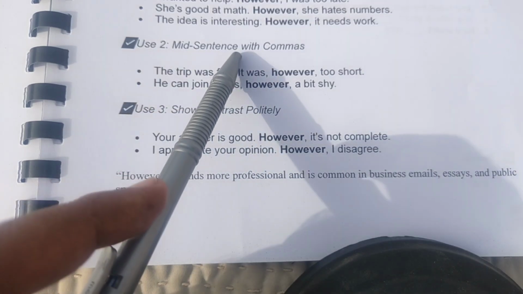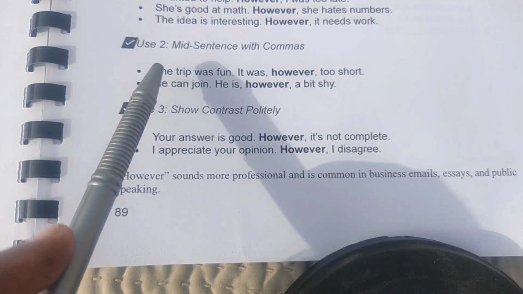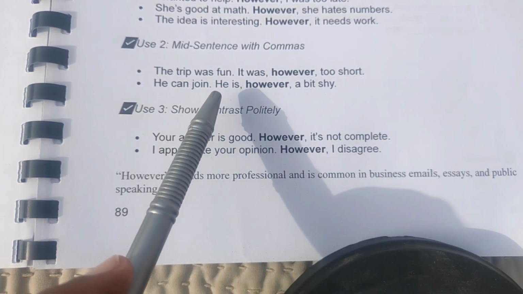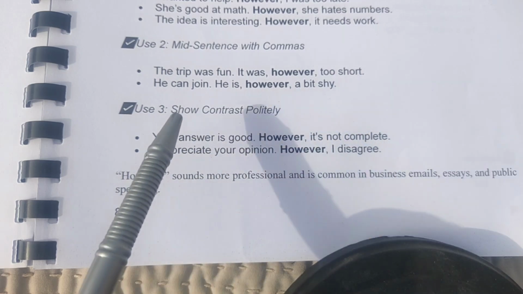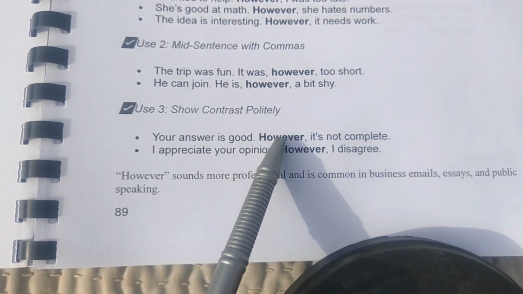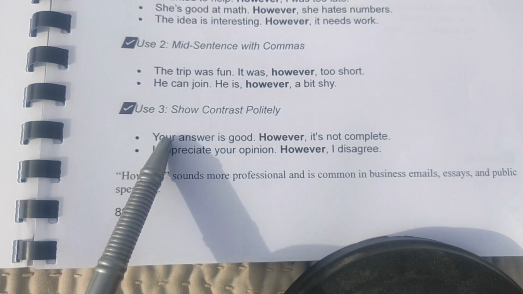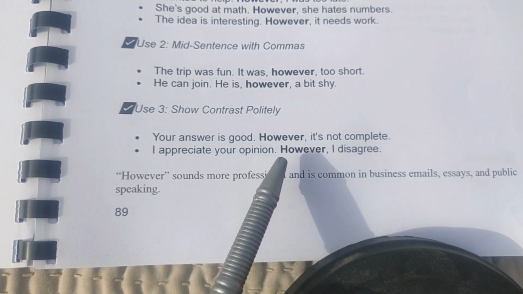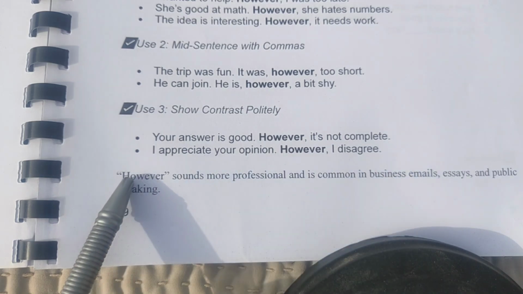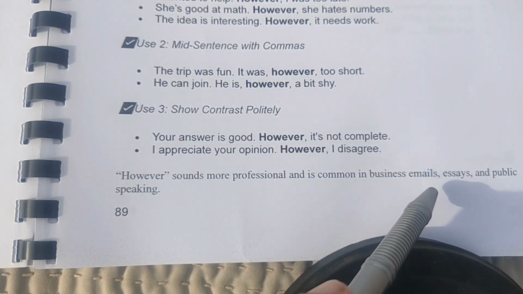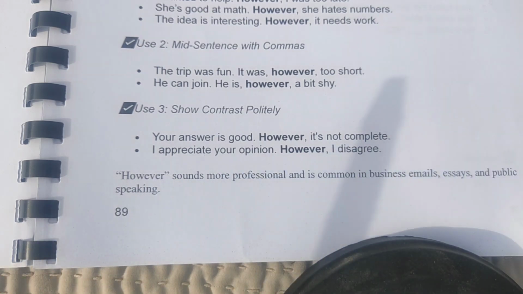Use 2: mid-sentence with commas. Example sentences: the trip was fun, it was however too short. He can join, he is however a bit shy. Use 3: show contrast politely using however. Example sentences: your answer is good, however it's not complete. I appreciate your opinion, however I disagree. However sounds more professional and is common in business emails, essays, and public speaking.